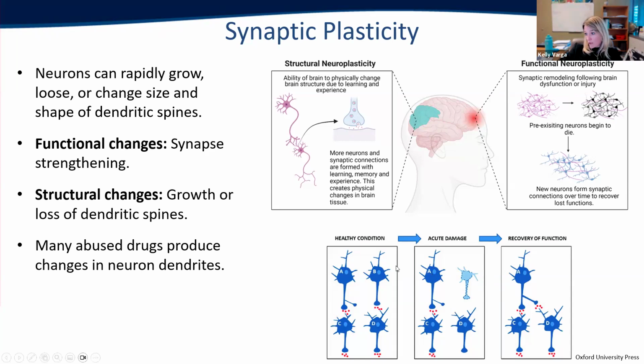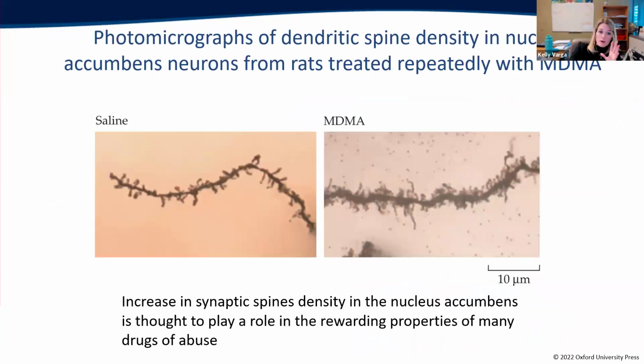Now, during this time, learning and memory may be compensated. But the beautiful part is that given time, I'm not going to regenerate a new cell, but I'm going to regenerate these dendritic spines that are going to hopefully help compensate, so that D starts firing and the system continues. Here's an example of a drug. These are photomicrographs of the dendritic spine density in the nucleus accumbens.